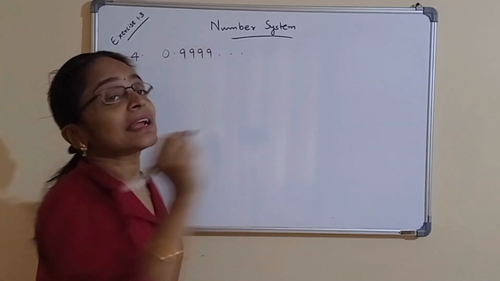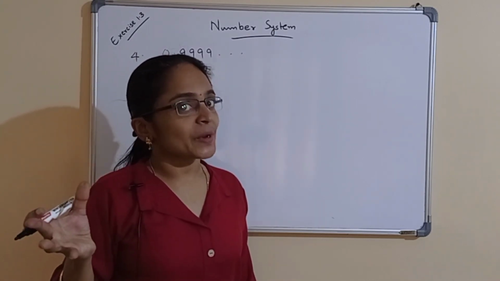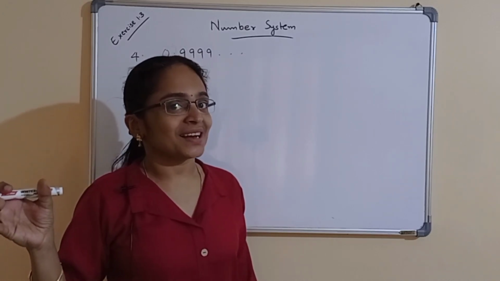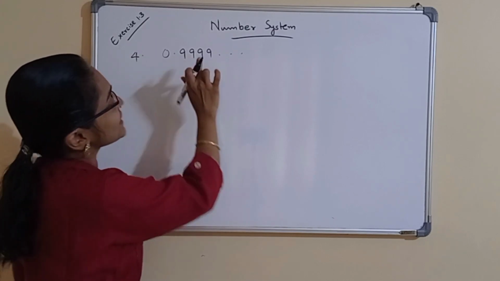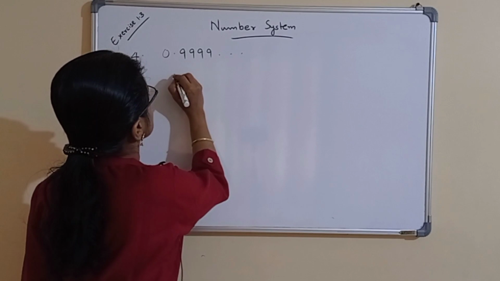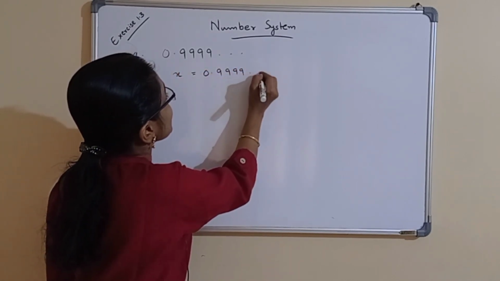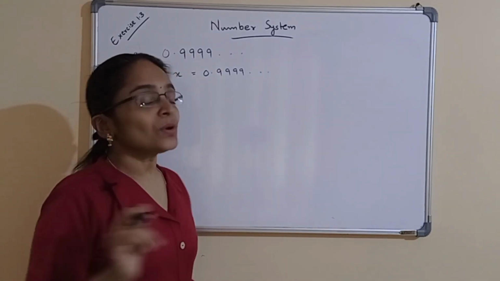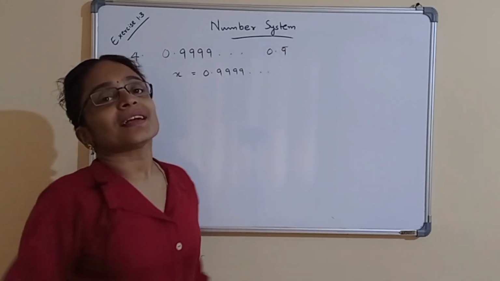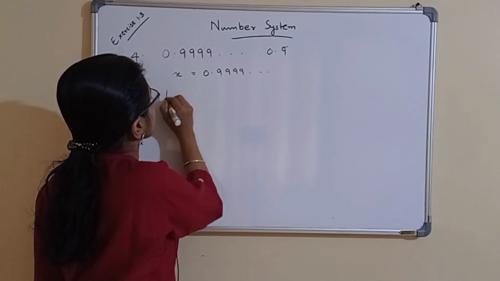0.9999 etc., that is 9 repeating, in the form p by q. And are you surprised with your answer? That is the question. So, we will see how we are getting surprised. So, 0.9999. How will we change this to the form p by q? Take this as x. So, x is equal to 0.9999 etc. Now, since one digit is repeating, we have to multiply this by 10.